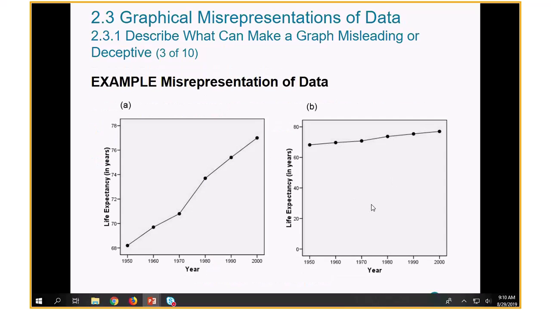Moving along. Okay, this is very crucial. Misrepresentation of data. This happens. Sometimes it happens by accident. Sometimes it doesn't. Okay? Let me give you an example of when something doesn't.